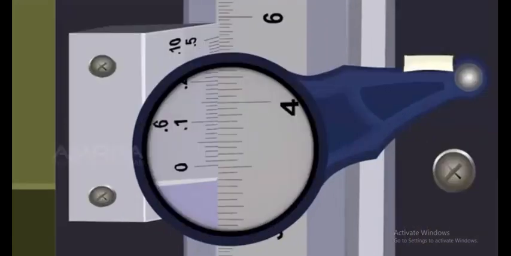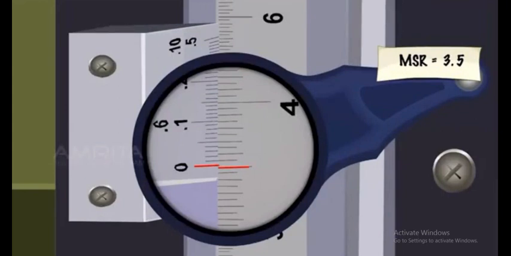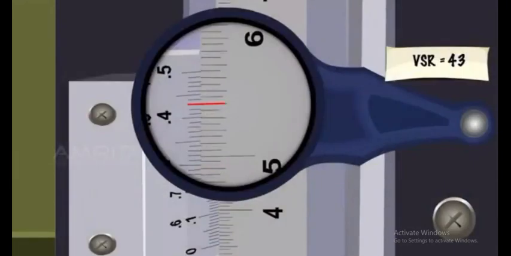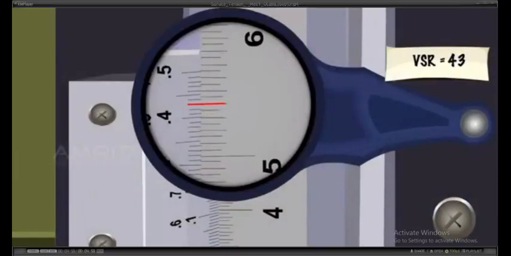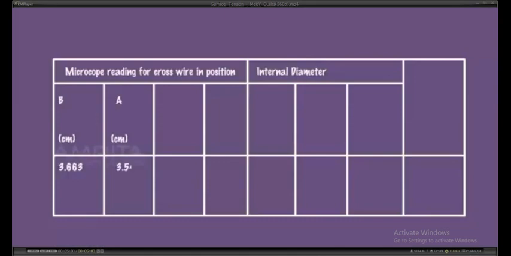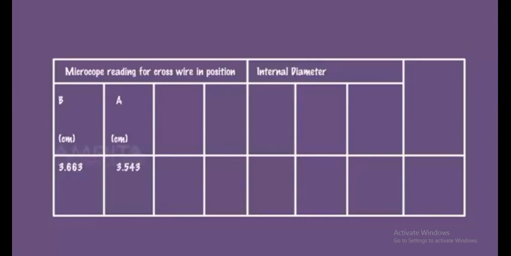That is the position A. So you are just going to take the reading. That's why the reading is lower now. So 3 point, and you just get the 43 coinciding with the main scale, so vernier scale. So your final reading is this one.